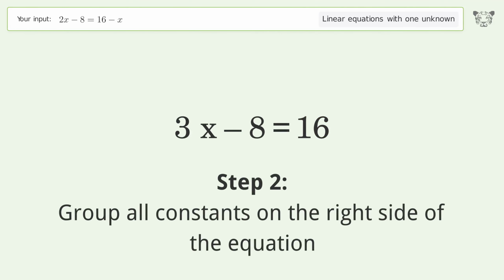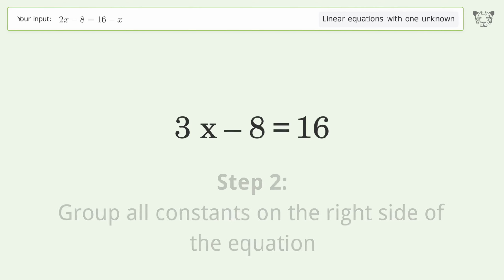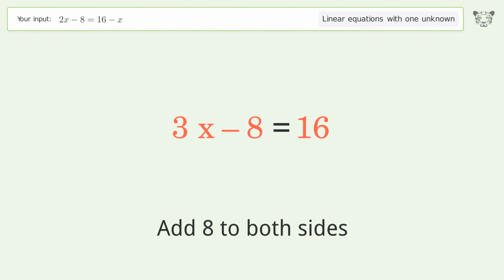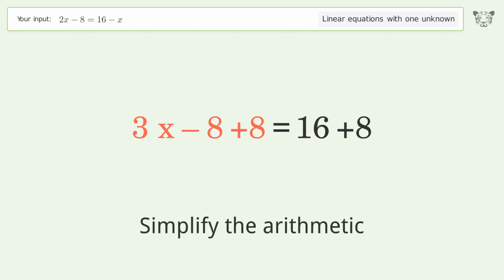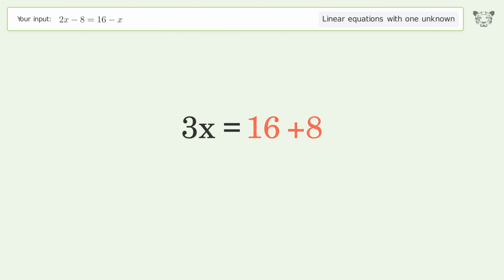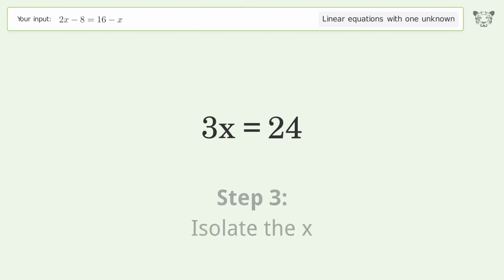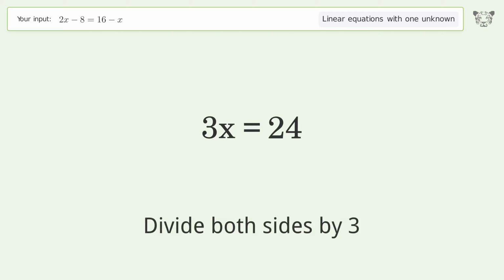Group all constants on the right side of the equation. Add 8 to both sides. Simplify the arithmetic. Isolate the x. Divide both sides by 3.